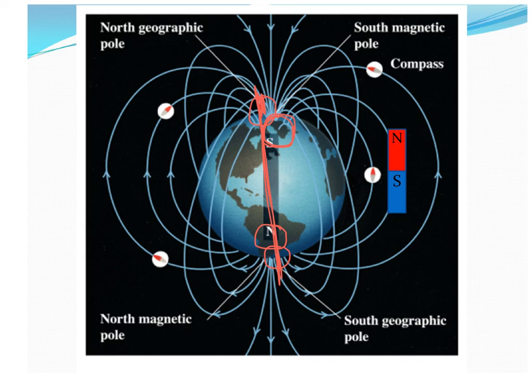So if we place a compass anywhere around on the planet, it's going to align like that. We're going to have the north pole of that compass pointing in the direction of the south magnetic pole, and we're going to have the south magnetic pole of your compass pointing in the direction of the north magnetic pole of the Earth.